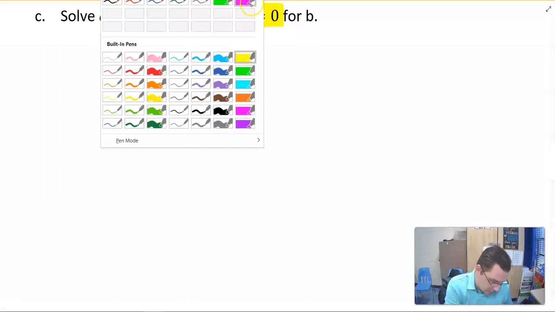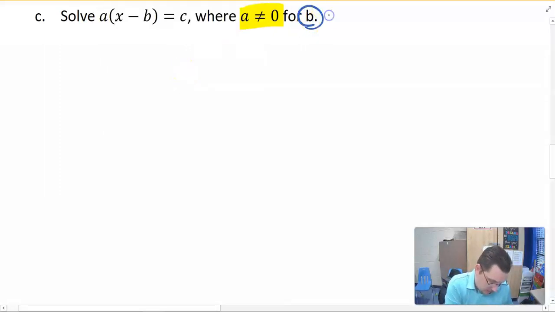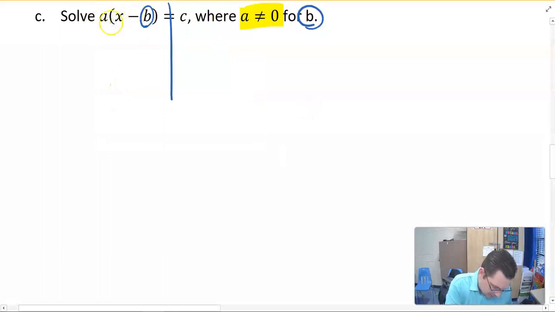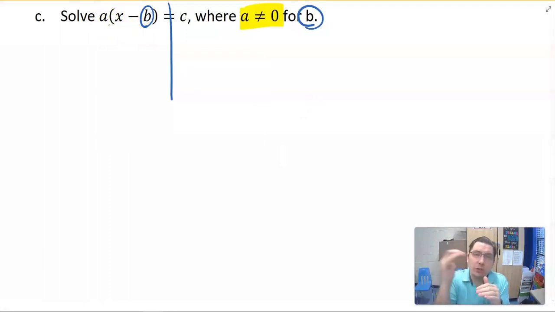Now in this problem, we're solving it for b. So I'm trying to get this b by itself in the end. So what's the first thing we need to solve for? On the left side of the equal sign, we're trying to move the a first because it's outside the parentheses. Remember that when a variable or a number is touching a parenthesis, we would normally distribute that in, right?